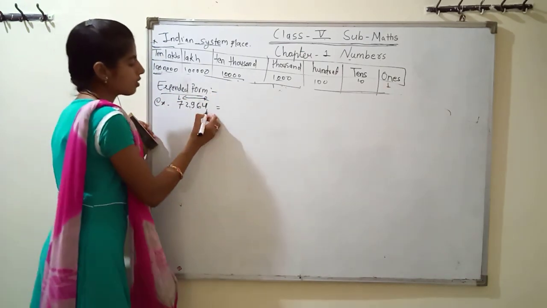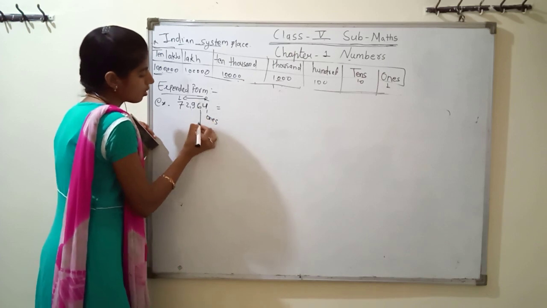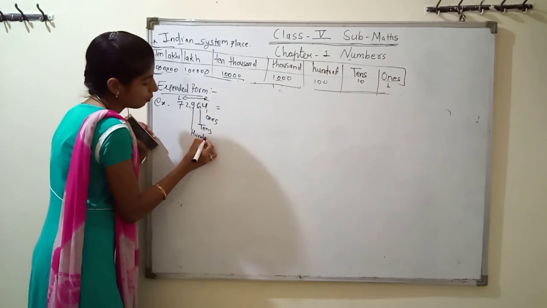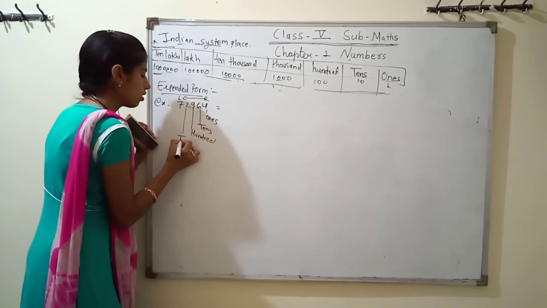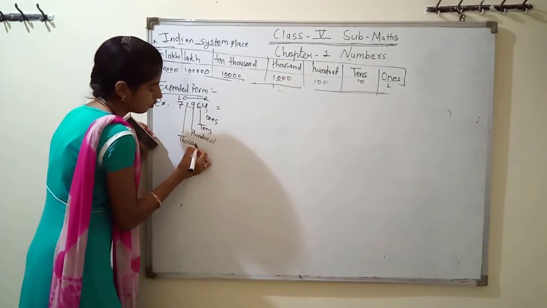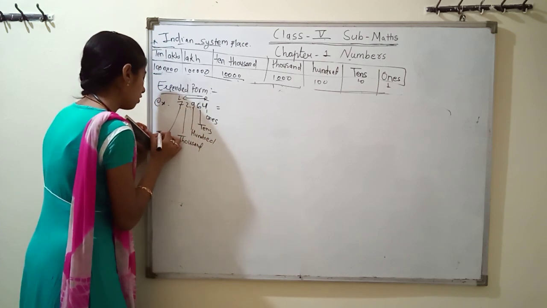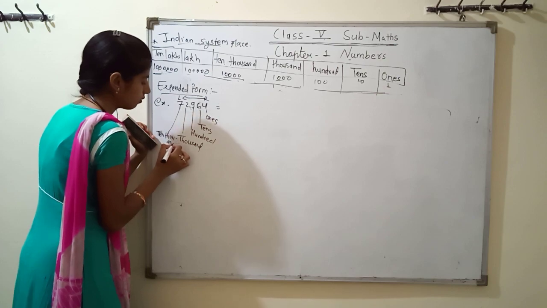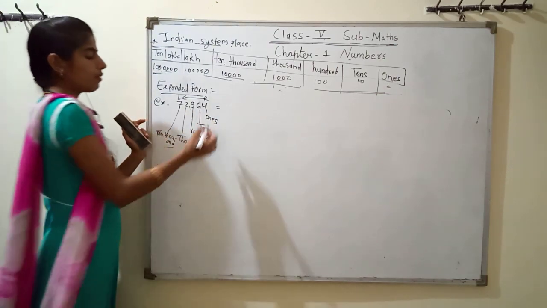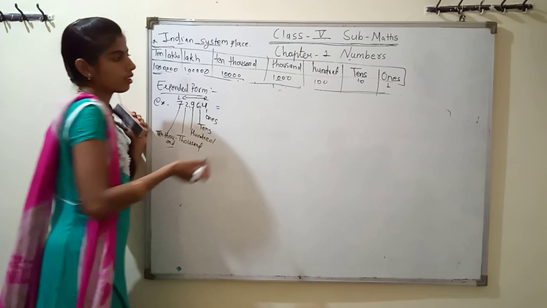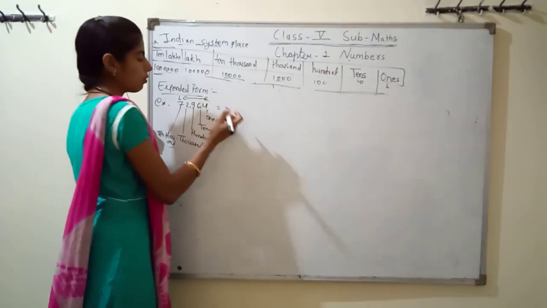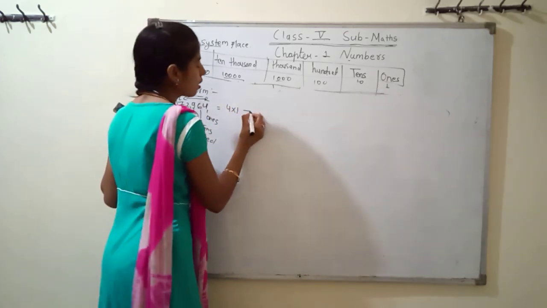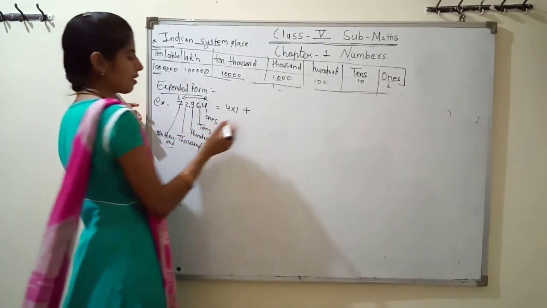Here 4 is the 1's value, 6 is the 10's value, 9 is the 100 value, 2 is the 1000 value, and 7 is the 10,000 value. Then we multiply each digit with its value. In ones we multiply 4 into 1. In expanded form we put a plus sign. 4 into 1, then next is 6.